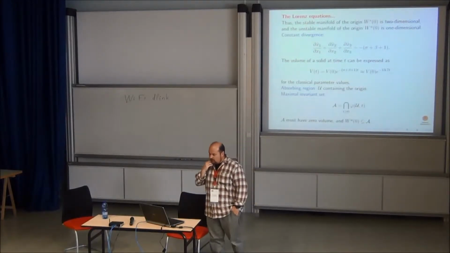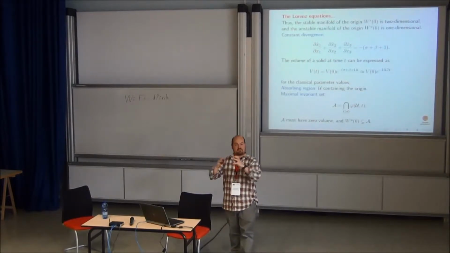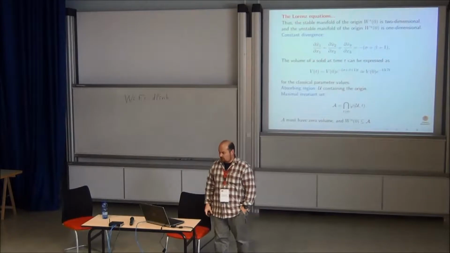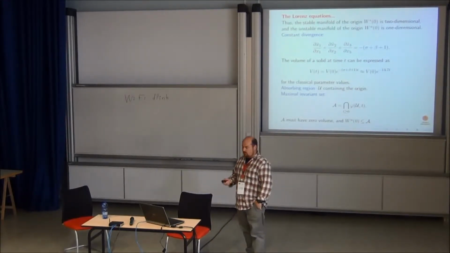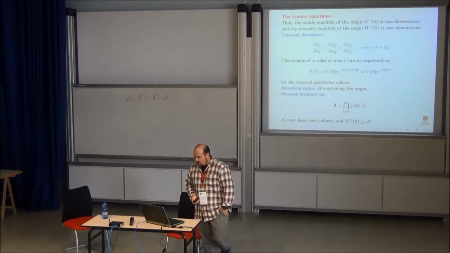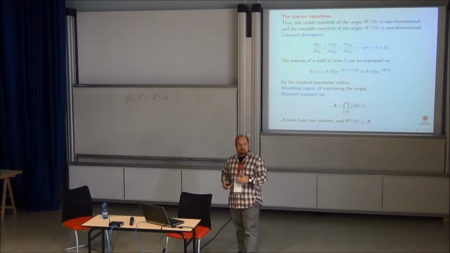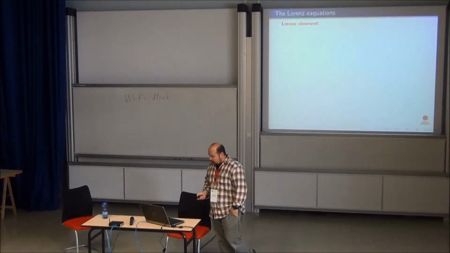So the maximal invariant set is then the intersection. I mean, what happens to this set U as time goes to infinity? That's what you want. Well, it has to have zero volume, of course, because of this dissipative force acting. And it also has to contain the unstable manifold of the origin, because the origin is part of it.